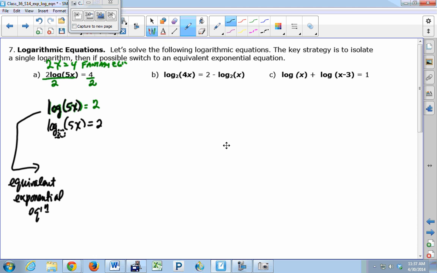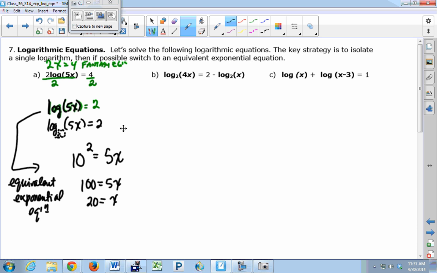I want to turn this log equation into exponential. What's the base of my log? 10. So that has to be the base of my exponential. What's my log equal to? 2, which is a power or an exponent. So this says 10 squared is 5x. Hey, I can solve that equation, no problem. 100 equals 5x. So x has got to be 20.